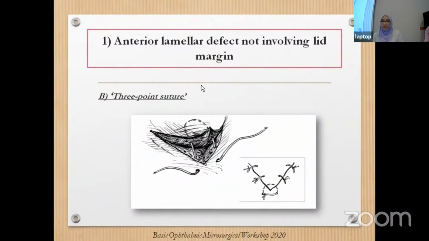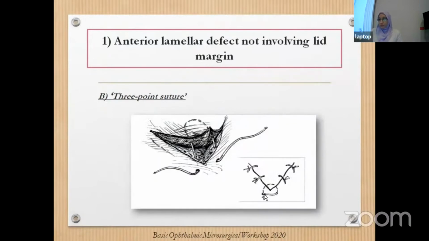This is the second technique for the anterior lamellar defect not involving the lid margin, the 3-point suture. If we get a referral like this, where the trauma is like a flap, okay, we can use this technique, the 3-point suture. Come from this one, underneath this one, okay, come back here. And we can just make a knot here. Okay, like this. So the post-op is like this, then we can close the other area like this. So the knot will be here.